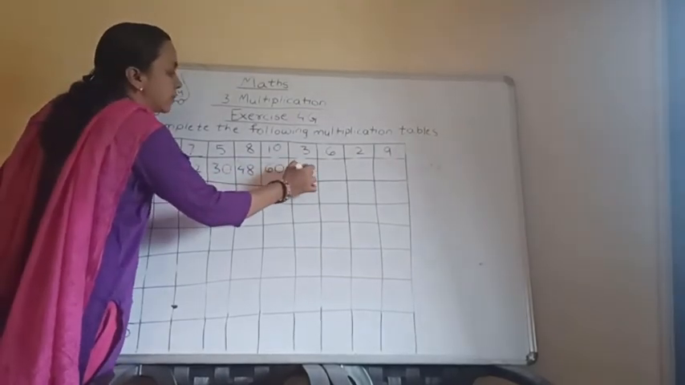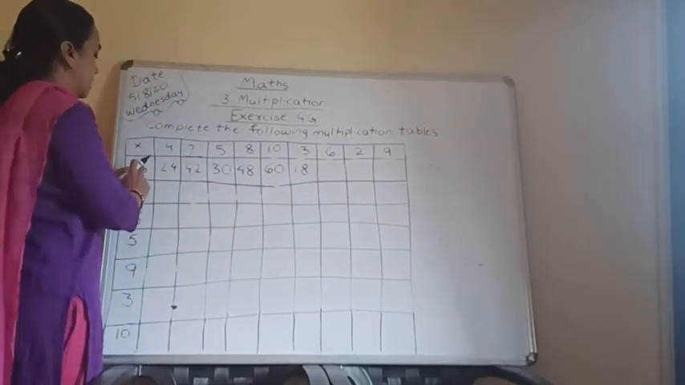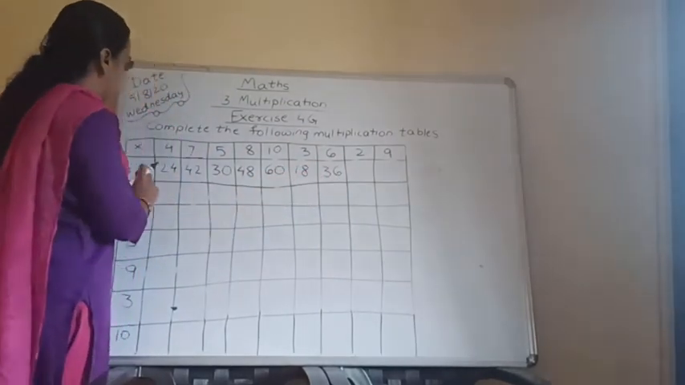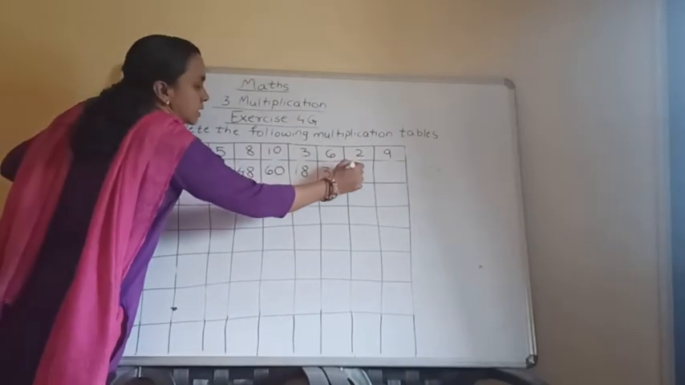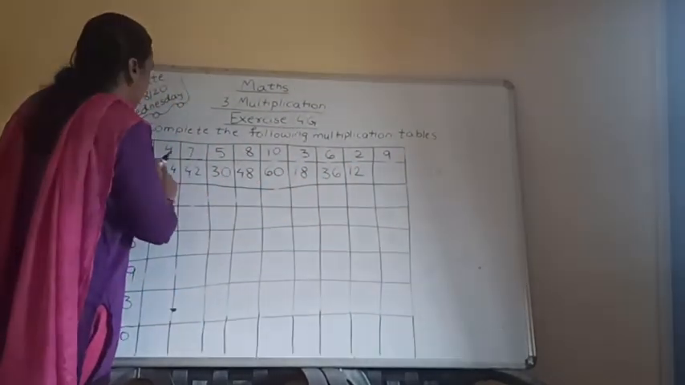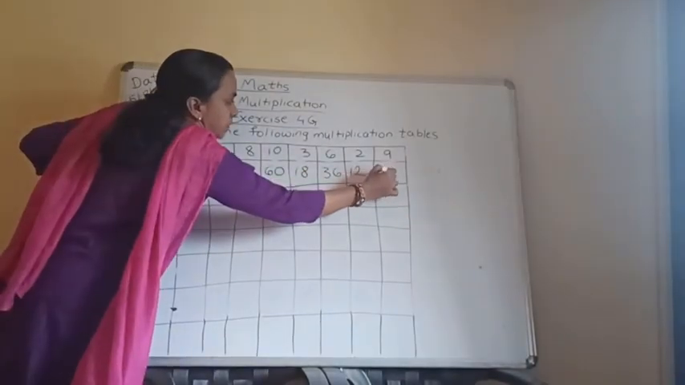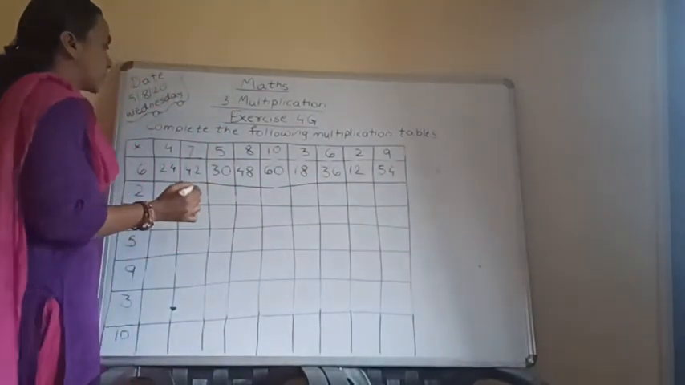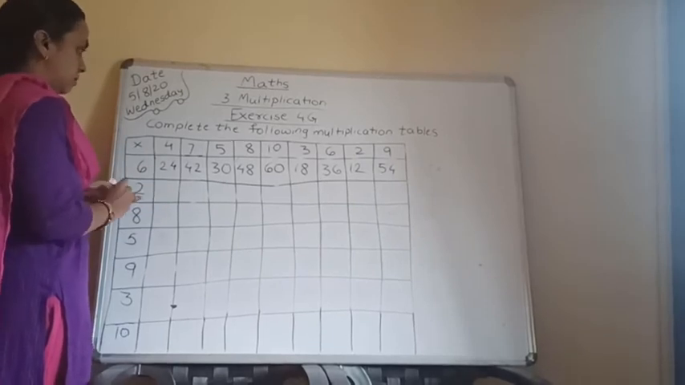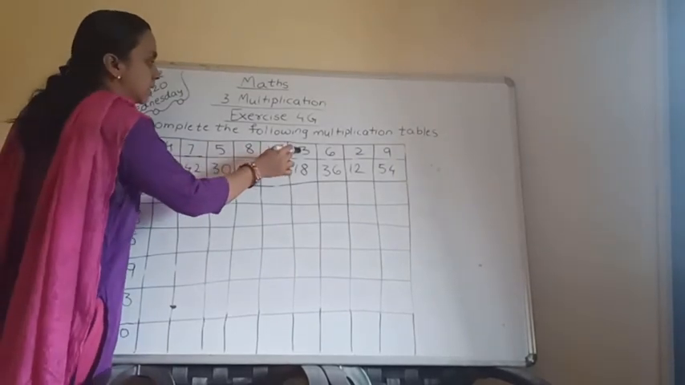6 3s are 18. 6 multiplied by 6. 6 6s are 36. 6 multiplied by 2. 6 2s are 12. 6 multiplied by 9. 6 9s are 54. So you can see here the order is different here.